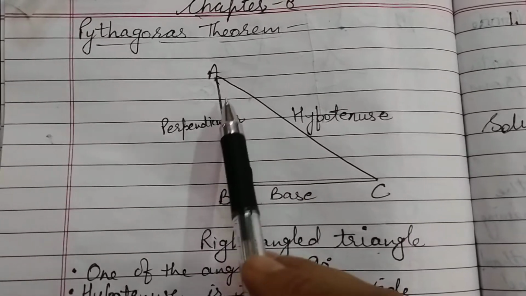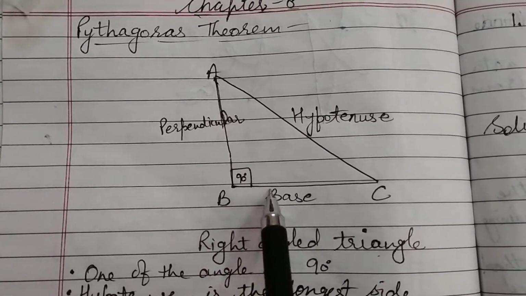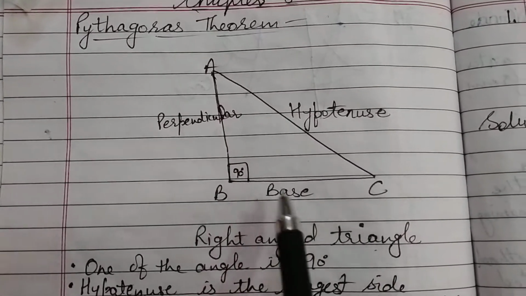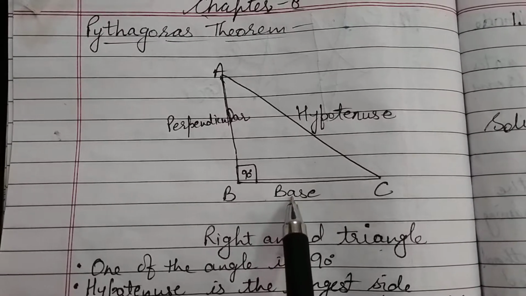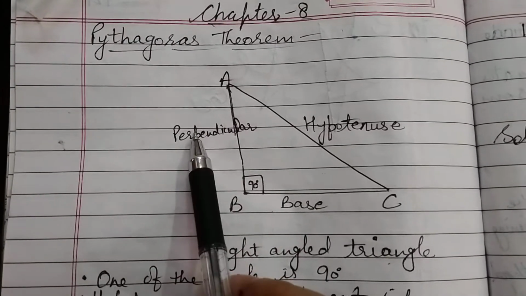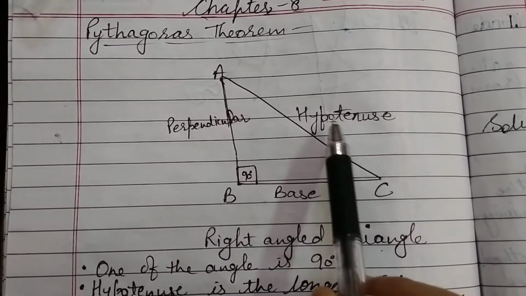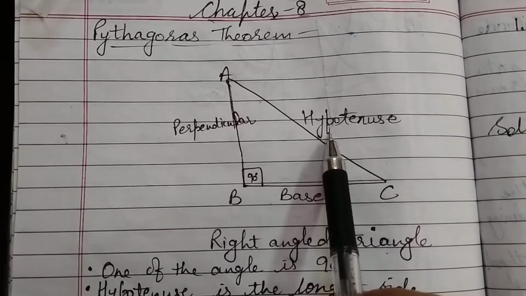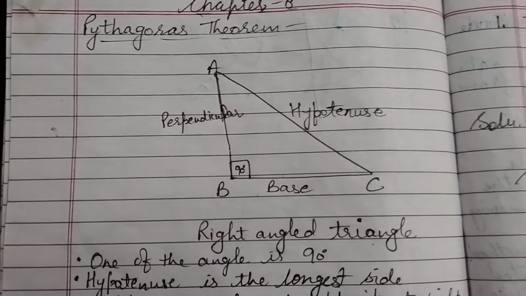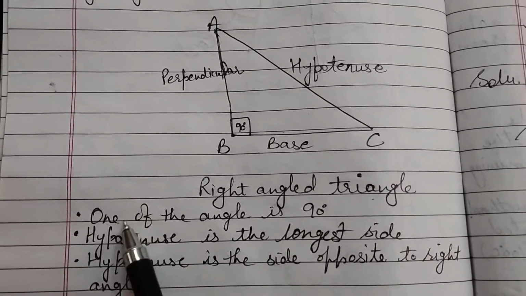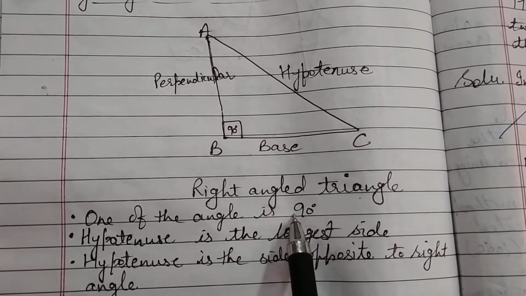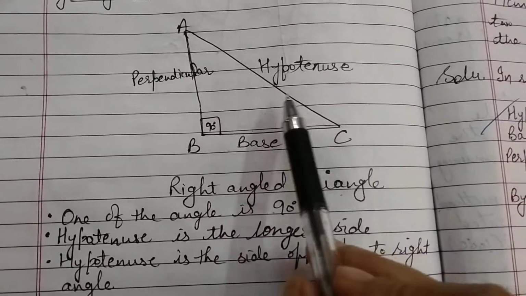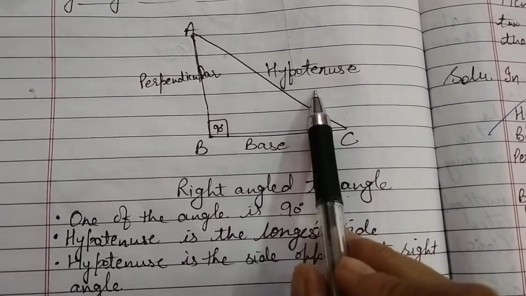Okay, and we know that in a triangle there are three sides. We will give names to them. This is base, this is perpendicular, and this is hypotenuse. Okay, in a right angled triangle, one condition is one of the angles is of 90 degree. Okay, and hypotenuse is the longest side.